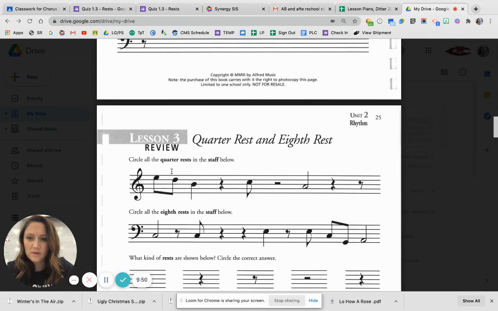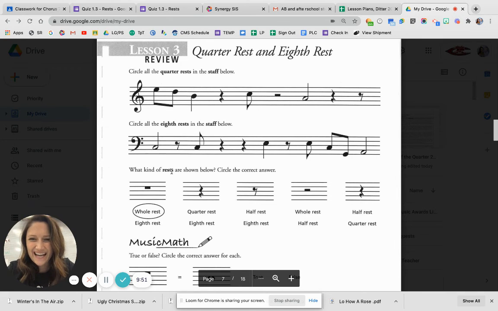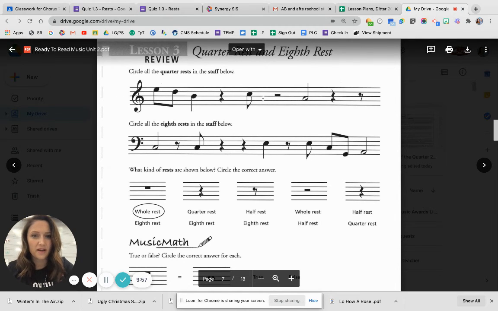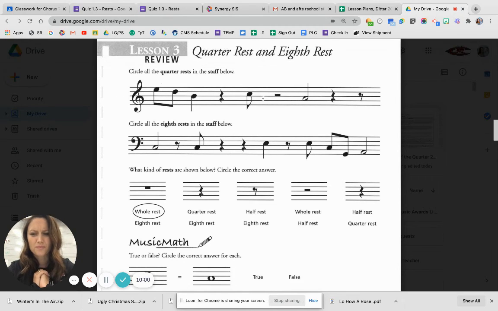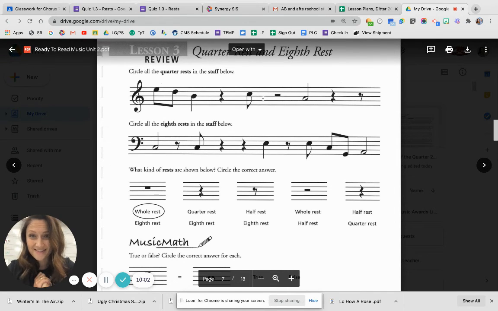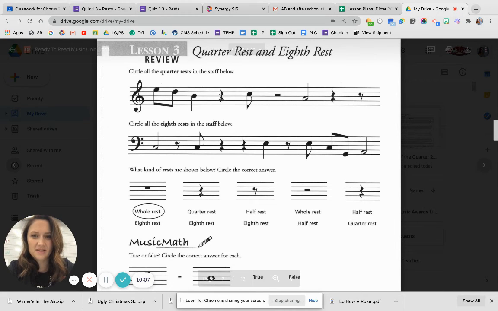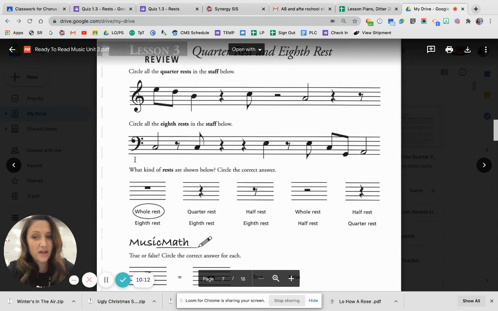Now, as we scroll down, we're going to identify, can you find any quarter rests on this top line of the treble clef? I'm going to give you a moment. Oh, you're looking for quarter rests. Look for the quarter rest. Okay, ready? Begin. The answer is here and here. There are two. And the next line, circle the eighth rests.